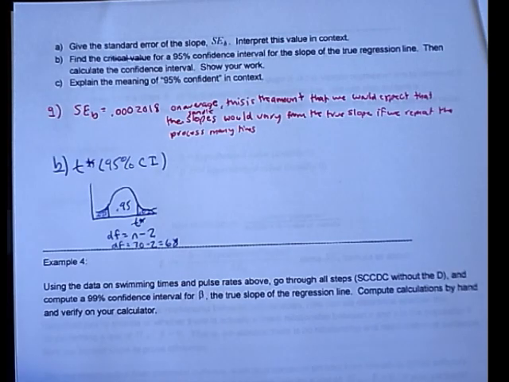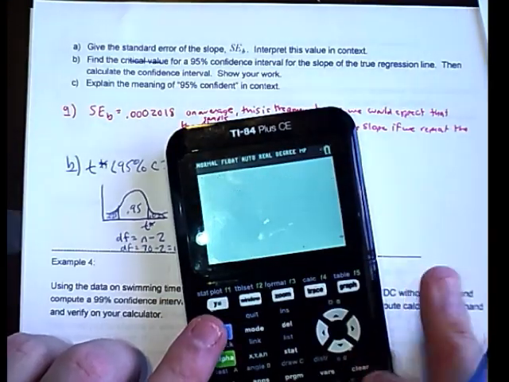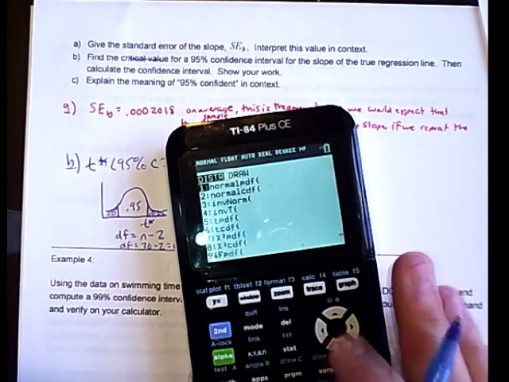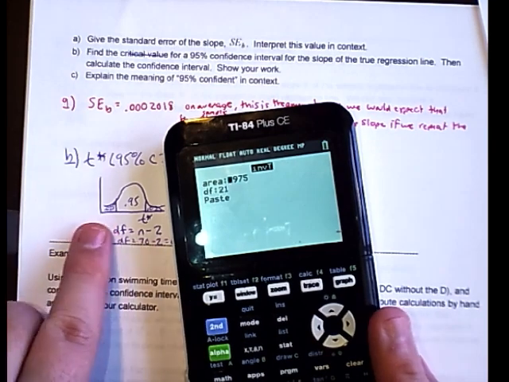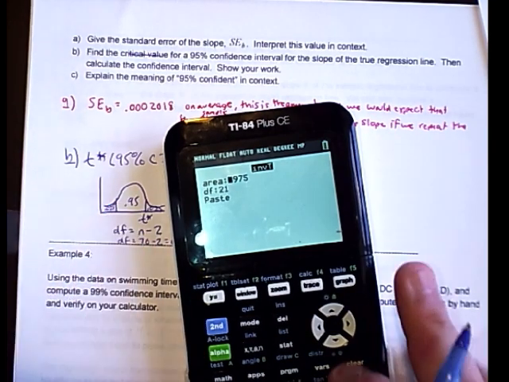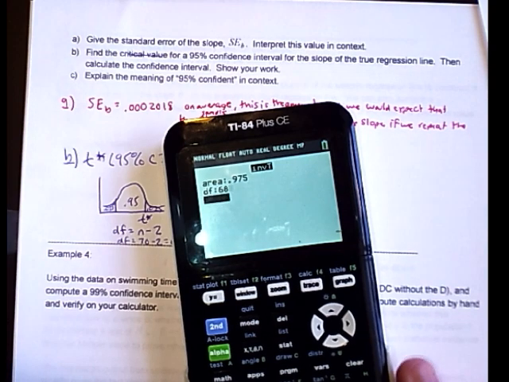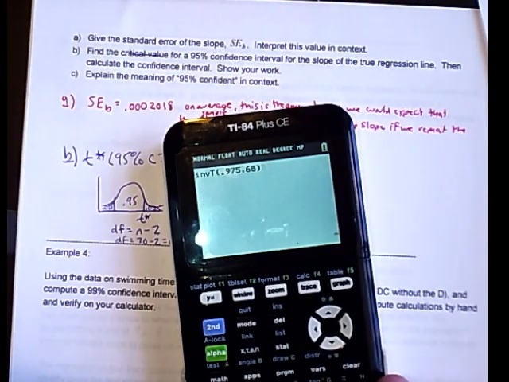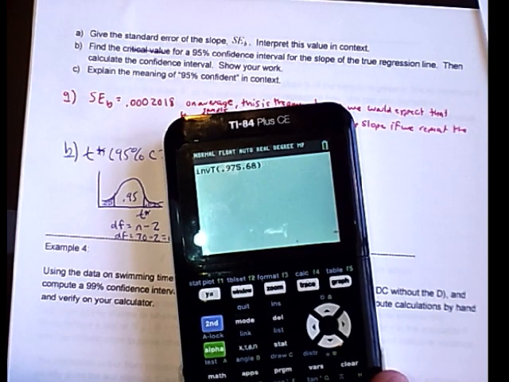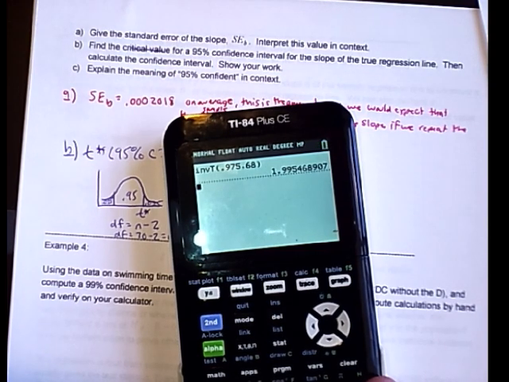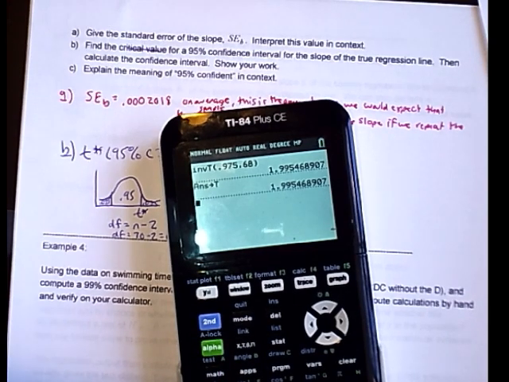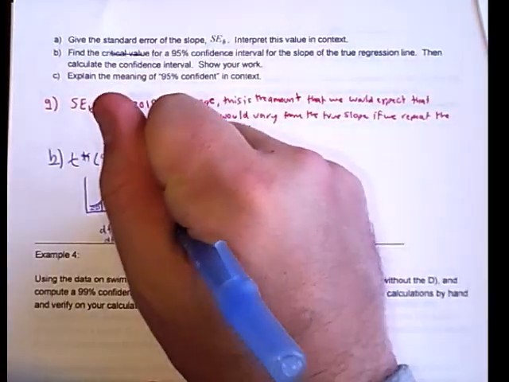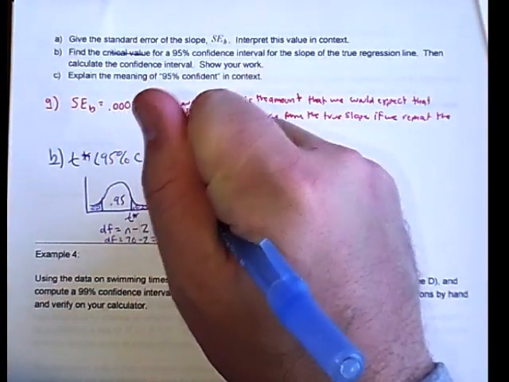In my calculator, I'm going to go to my distributions and I'm going to go inverse t. The area is 0.975 because that's adding up the 0.025 plus the 95. And degrees of freedom here is 68. If this was a z-curve, I would know it's 1.96. This is going to be a little bit bigger. 1.995. So I'm just going to store that as t for now. So my t star, or my critical t, is 1.995.